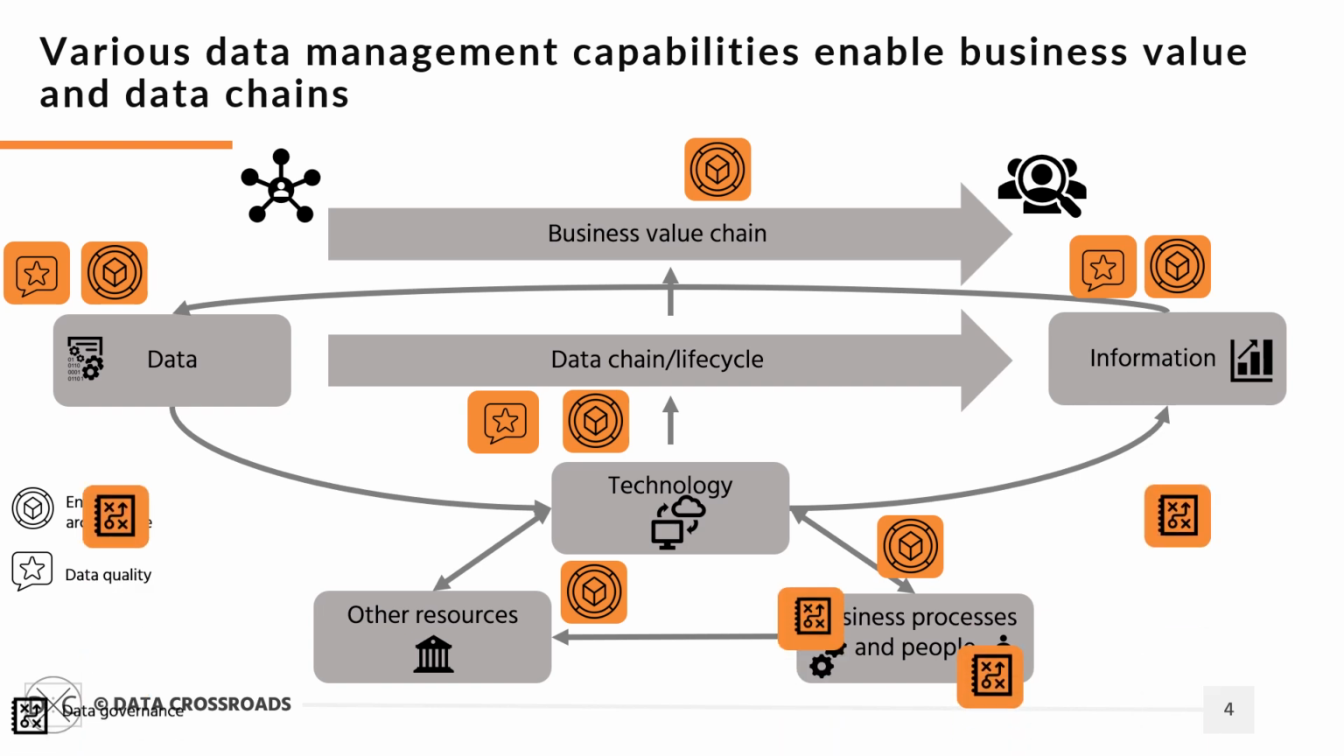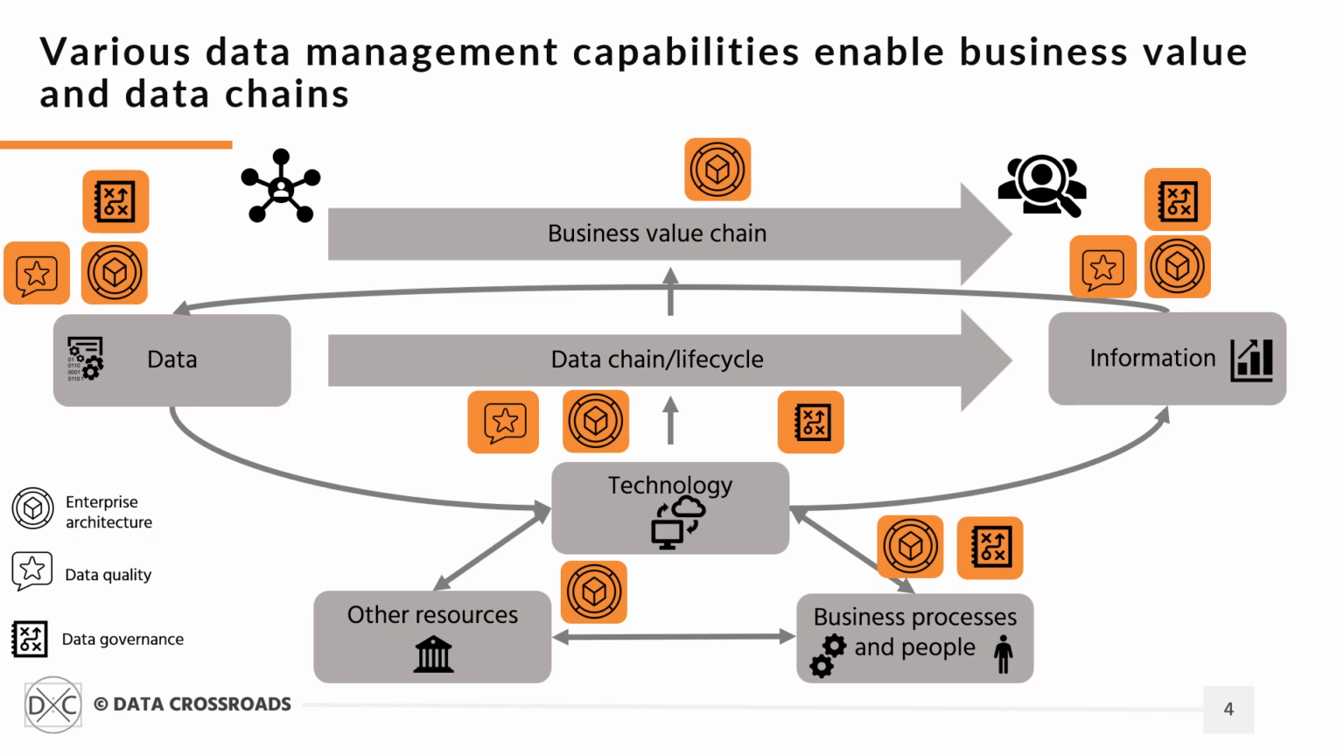The following capability is data quality. Data quality is required at several places in the data management cycle. We need to get data of the required quality. Then we need to ensure data quality control during the data processing. At the end, we need to check the quality of information. Data governance defines rules and roles for all data management capabilities. Therefore, data governance is present in every component of data management.